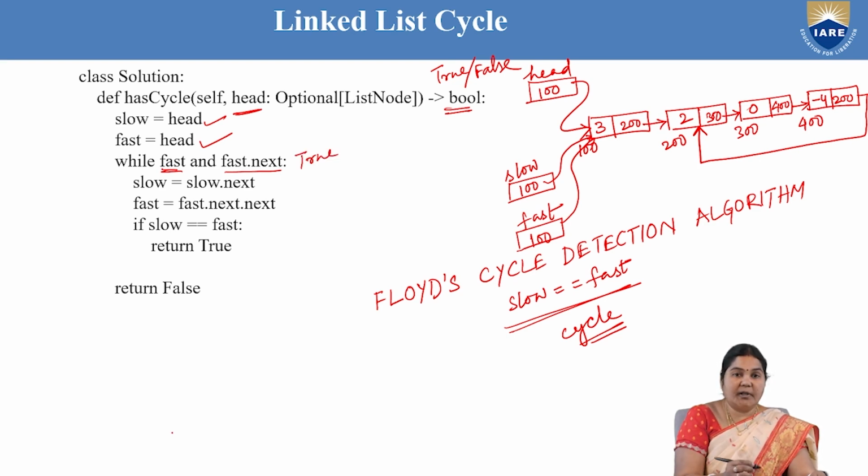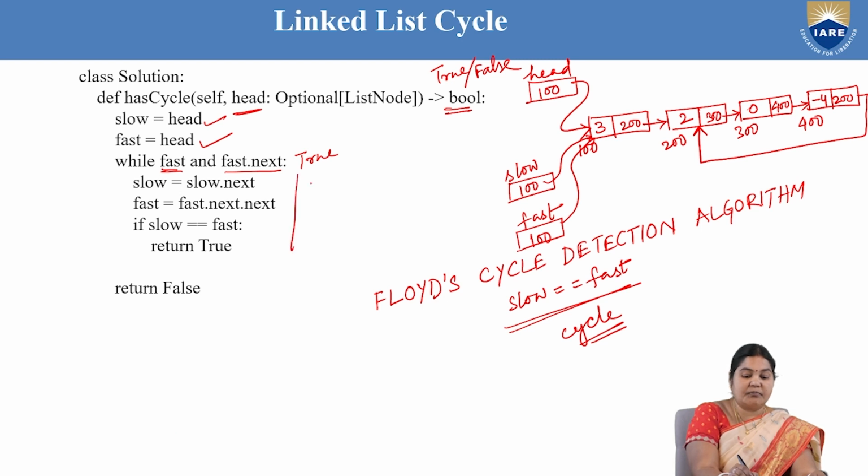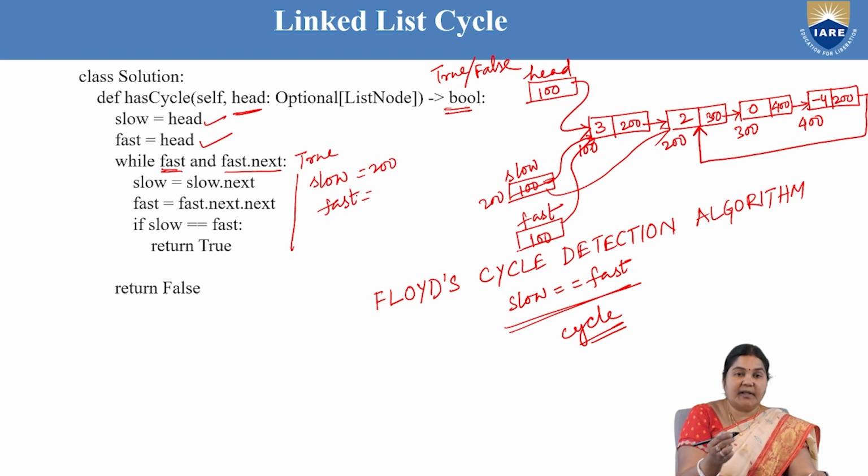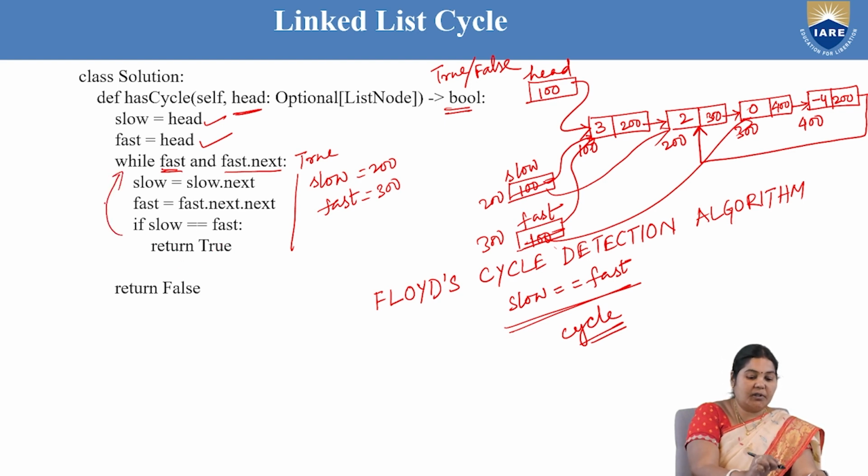Now, move the slow pointer by one step. So, slow becomes slow next. Now, what will be the value of slow? Slow becomes 200. Okay, it is changed to 200. It is now pointing to second node. And fast becomes how much? Fast next.next. So, it becomes 300. It is pointing to the third node. Right? Now, is slow equal to fast? Are they pointing to the same node? No. 200 is equal to 300? No. So, again go to the loop.